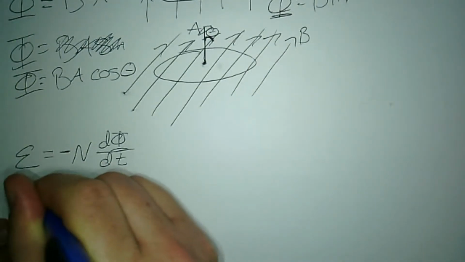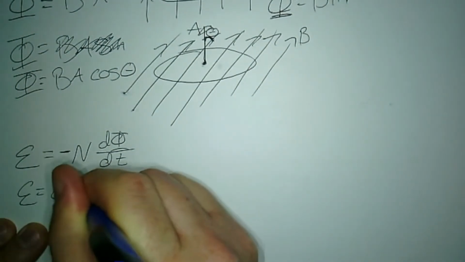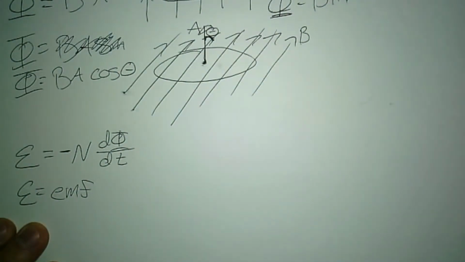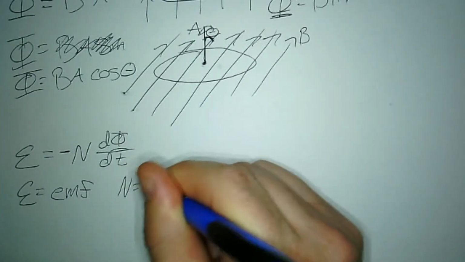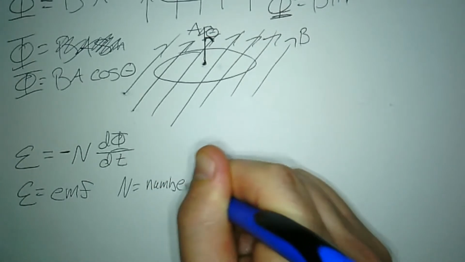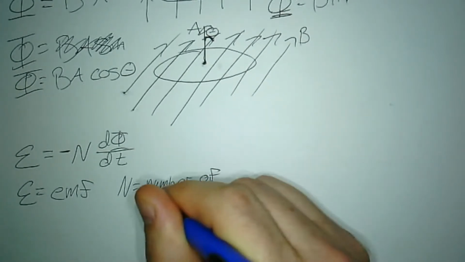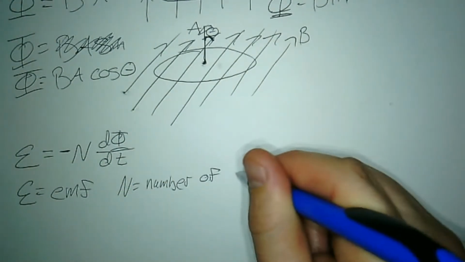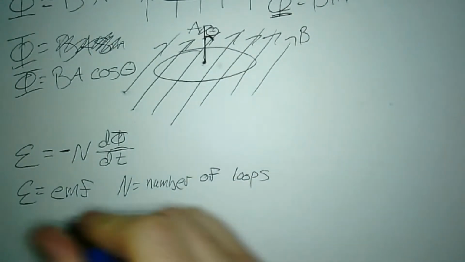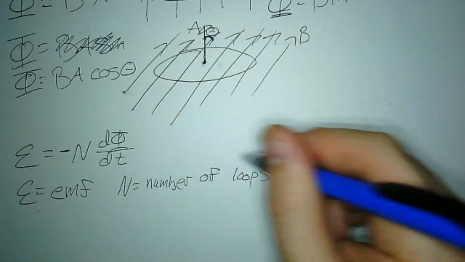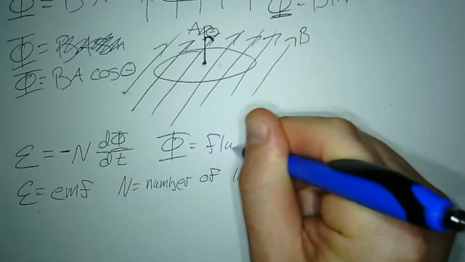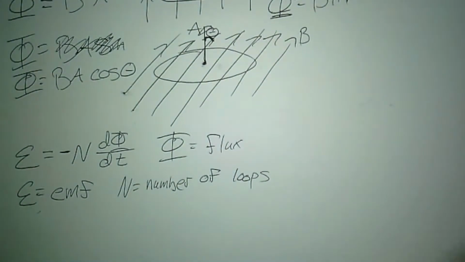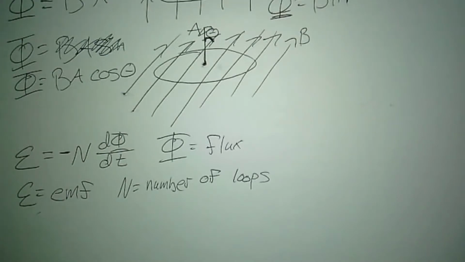EMF, which you guys should know is electromotive force, but we can just basically call it potential or voltage. It's the same thing. And N equals number of loops. And you guys should know, of course, that phi is flux. That's what we just did. Okay, so that's the Faraday-Lenz law.